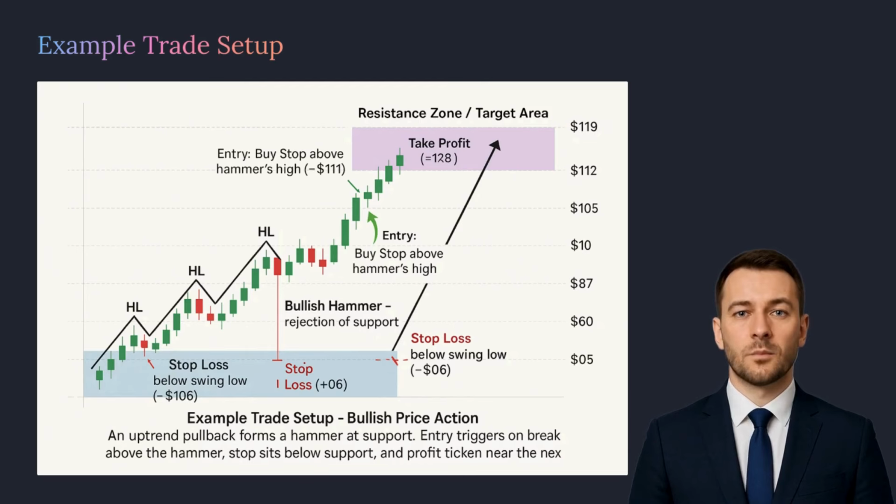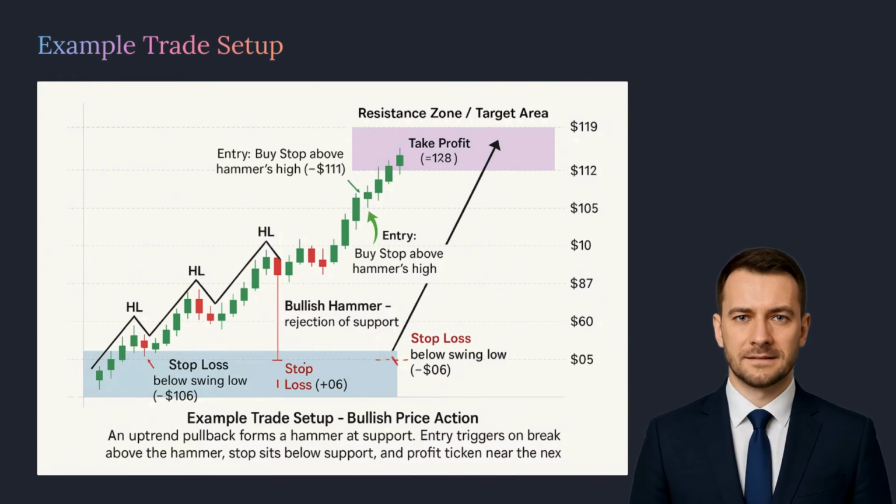Entry: we place a buy order slightly above the hammer's high. In the chart, the hammer's high was around $110. Blue arrow marks the approximate entry. When the very next candle rallied above that level, it triggered our entry at about $111. This confirms buyers are indeed taking control, as price pushed above the candle that showed rejection of support.